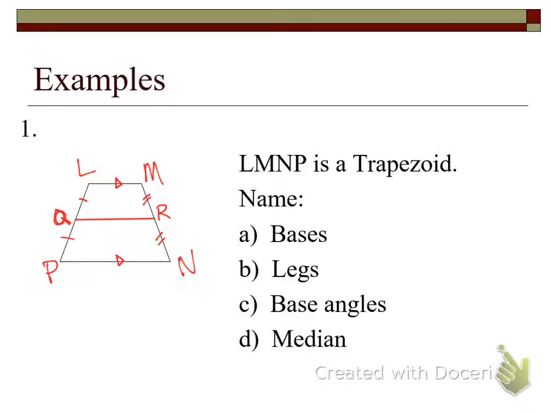All right. What's one of the bases of this trapezoid? LM is one of them. What's the other one? PN. Good. The parallel ones are the bases. What's one of the legs? Okay, it's got to be PL. So I heard a few different answers. PL is the whole leg. So we don't just want part of it. We want the whole thing. PL is one of them. What's the other? MN.